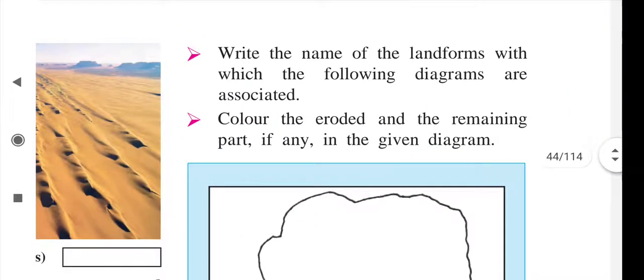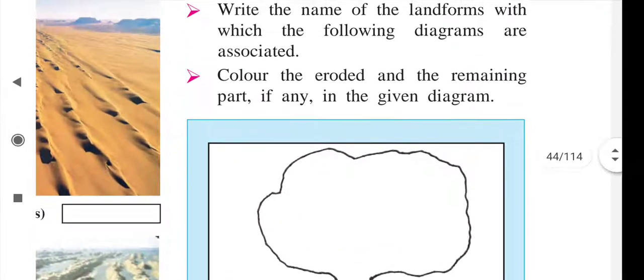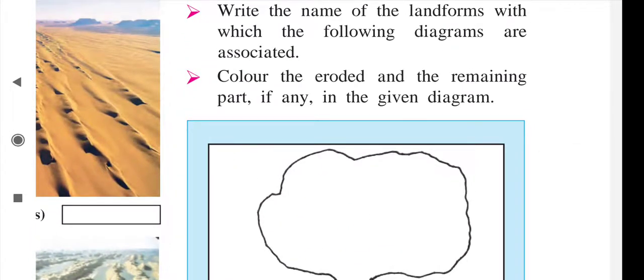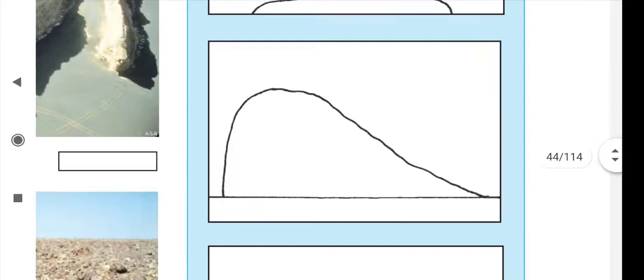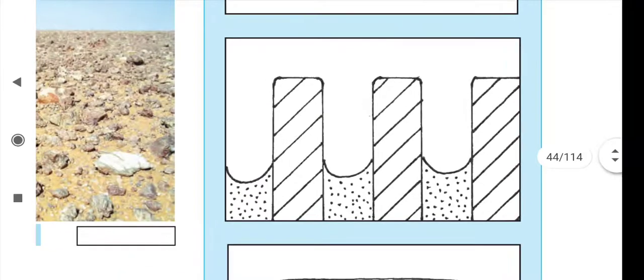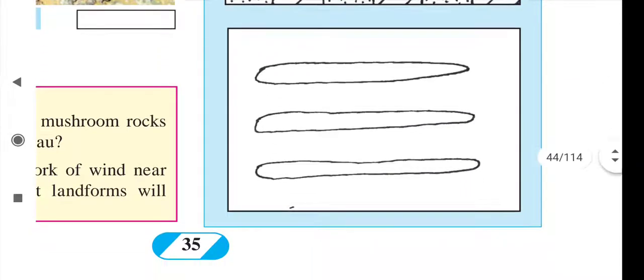Okay, now here another activity is given. Write the name of the landform with which the following diagrams are associated. So here the diagrams are given, we have to write that name of the diagram. Color the eroded and the remaining part of any one, if any, in the given diagram. So first picture, it is of mushroom rock. Next is given sand dune. Here it is yardungs, and last that are the ripple marks.